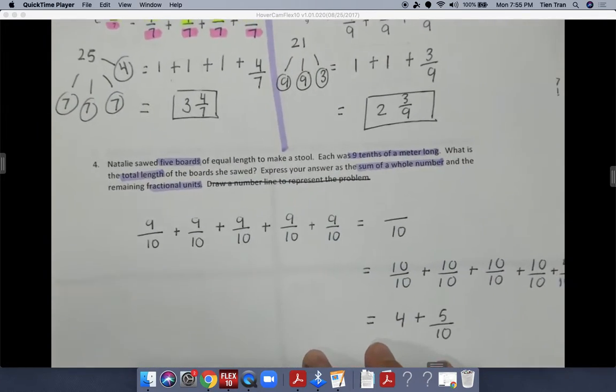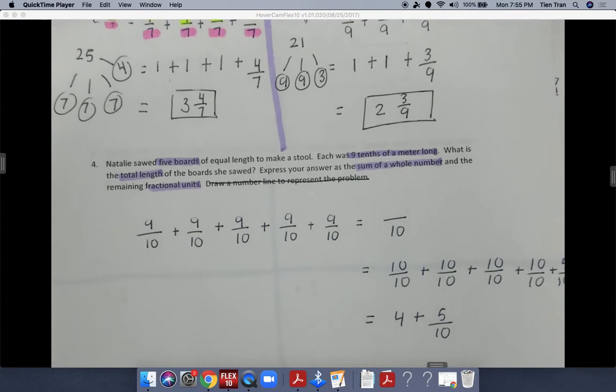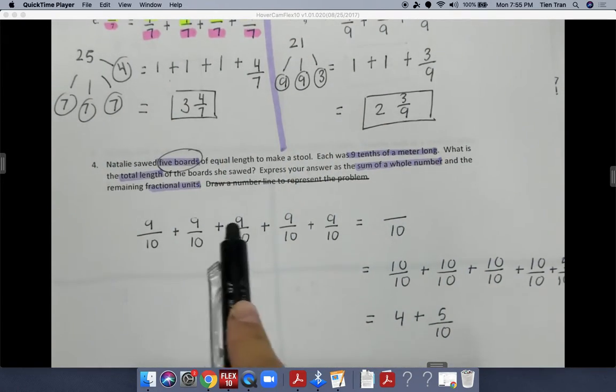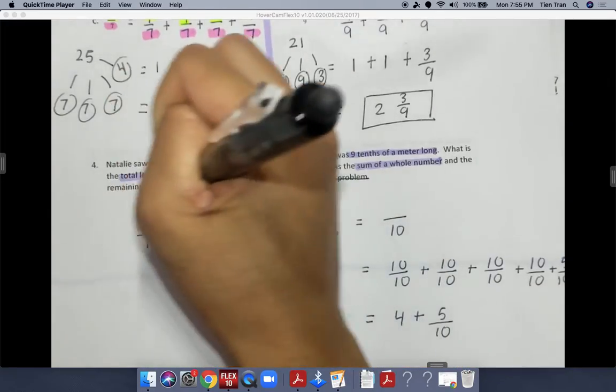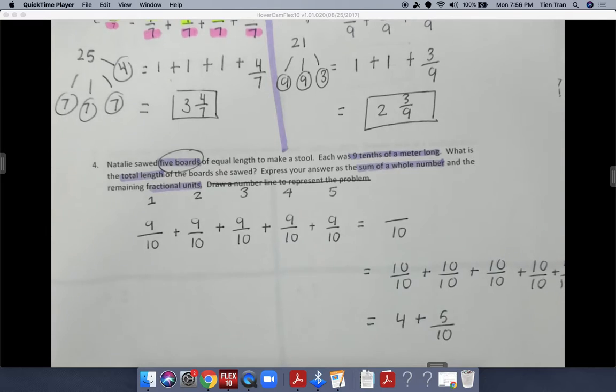Now for problem 4, Natalie sawed 5 boards of equal lengths to make a stool. Each was 9/10 of a meter long. So she has 5 boards that are 9/10. We have 1, 2, 3, 4, 5. And each of them is 9/10 meter long. What is the total length of the boards she sawed?